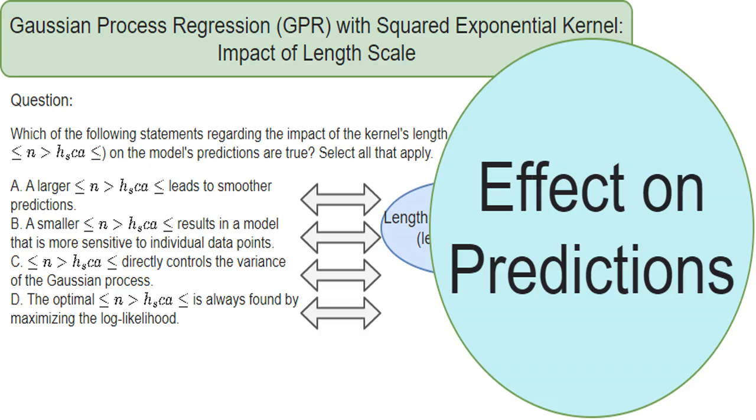Let's talk about how this length scale impacts the predictions your model makes. A large length scale gives you smoother predictions, because the model assumes similar values over longer distances. On the other hand, a small length scale makes the model very sensitive to each individual data point. This can lead to very detailed, maybe even wiggly, predictions that exactly match the training data. This might seem great, but could lead to problems when you use it on new, unseen data. We want a good balance between these two. Let's see how we can achieve that balance.